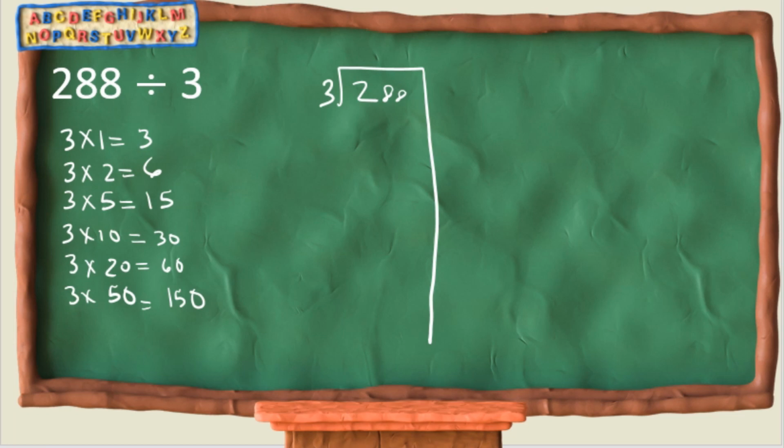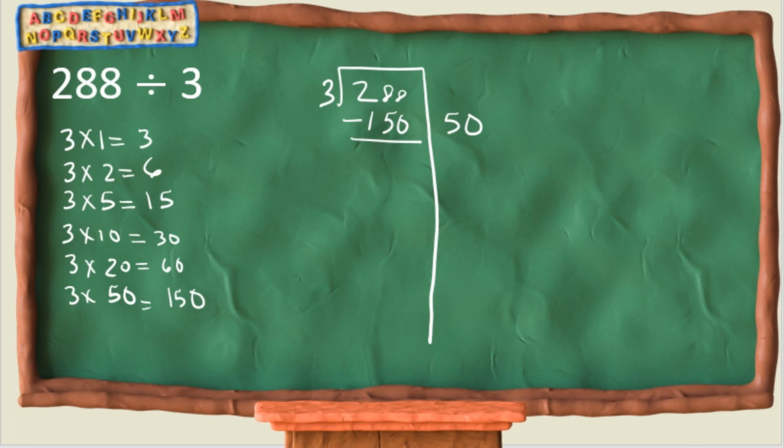So think, which one of my answers is smaller than 288, but close? So yes, I can take away 3, but that will not be an efficient strategy because I would have to take away 3 a long time. So I want to find the biggest number that can go into 288 without going over, and that would be 150. So I'm going to subtract 150. How did I get that? I did 3 times 50.